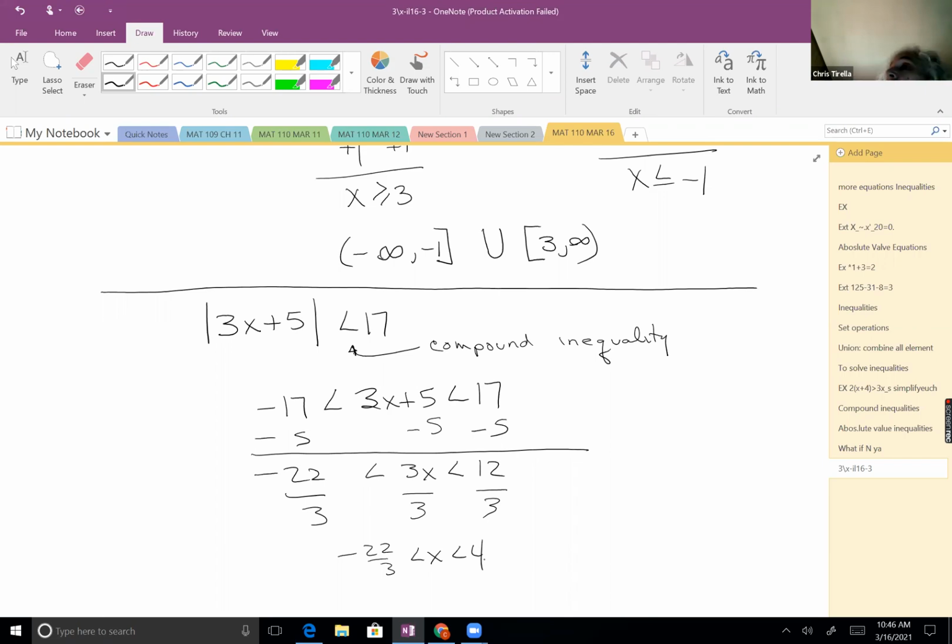So with these absolute value inequalities, you have to be very careful and make sure that you remember that if the absolute value is less than, you're going to solve a compound inequality, as opposed to if the absolute value is greater than or equal to, you have to separate it into 2 different inequalities. Any questions?